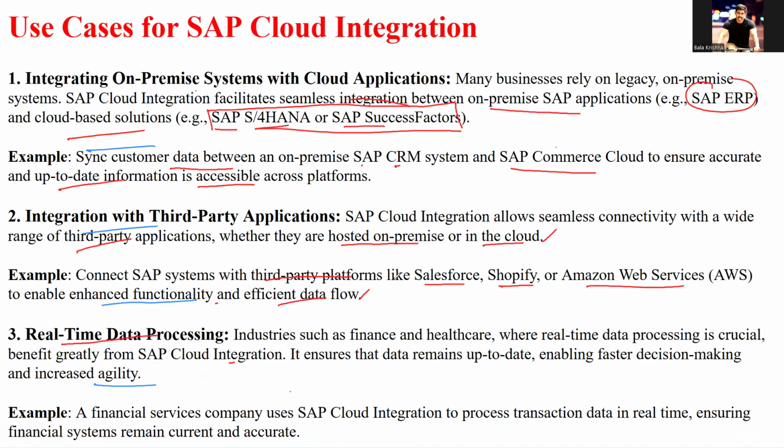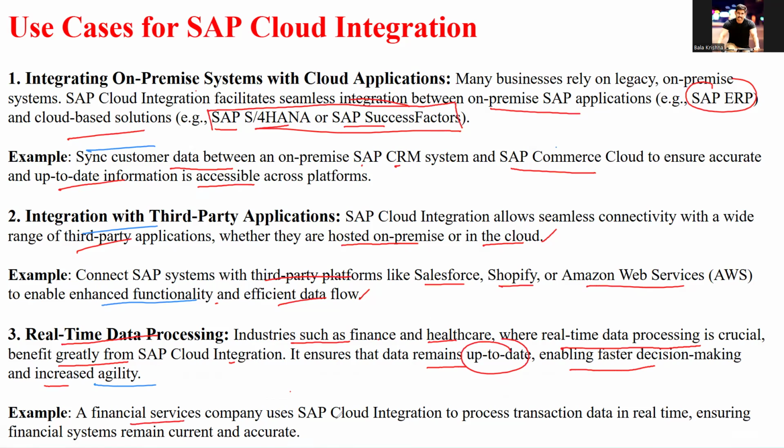Now, another one is real-time data processing. In real-time data processing CPI is also helpful. Industries such as finance and healthcare, where real-time data processing is crucial, benefit greatly from SAP Cloud Integration. What is the major benefit? SAP CPI is the best solution for processing real-time data. It ensures that data remains up to date, enabling faster decision making and increased agility.